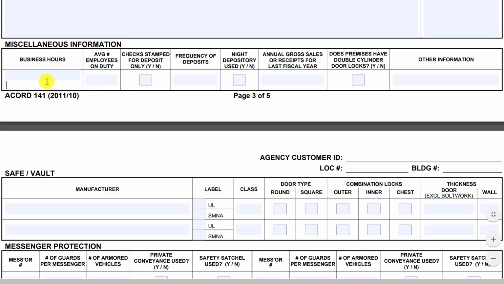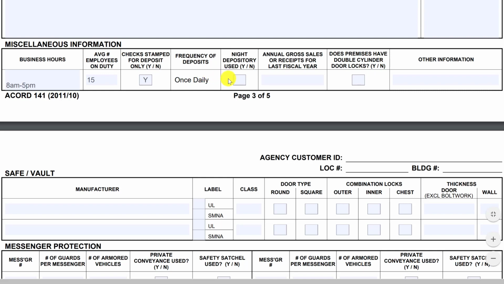Okay, miscellaneous business hours. This is pretty self-explanatory. I used a ton of employees up above, so that's cool. All right. We stamp all of the checks for deposit only. That means that an employee can't go to the bank and cash them. Okay, that's important. Make sure your businesses are practicing that. The frequency of deposit is daily, once per day. So it's good to specify, once daily.